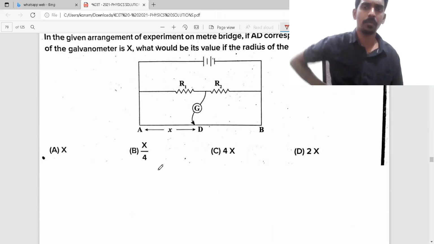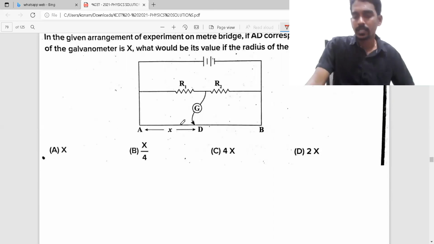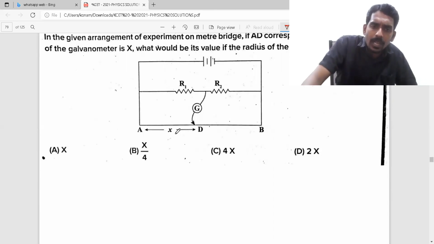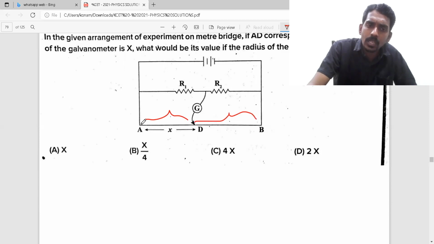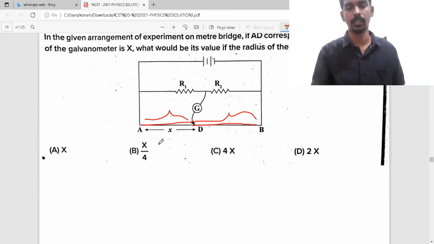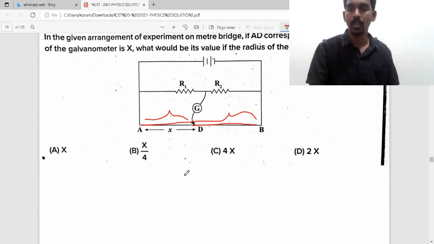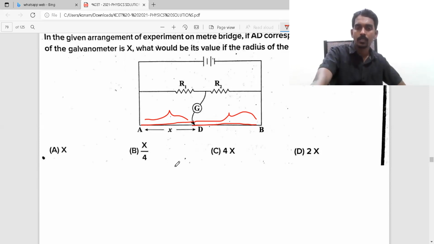Now, here it is simple and conceptual. See, this is the balancing point in the case of a meter bridge. The balancing point means R1 by R2 will be equal to the ratio of this length by this length. But here, if you change the radius of this wire, that is uniform throughout, the ratio of resistance of the AD part and the DB part remains the same. Resistance may change, but the ratio remains the same, because the ratio is proportional to length.